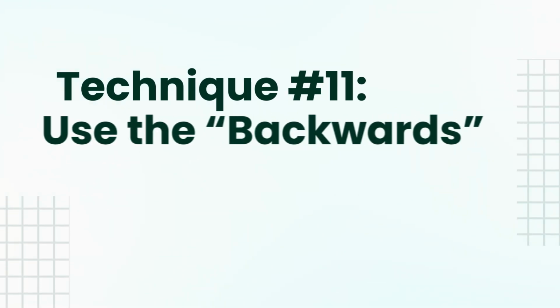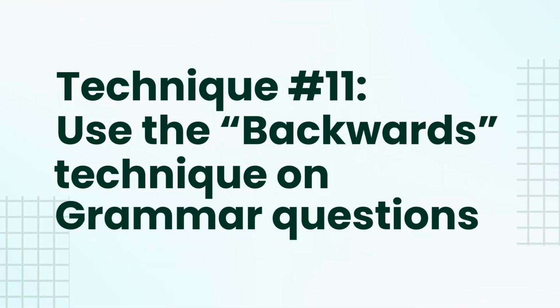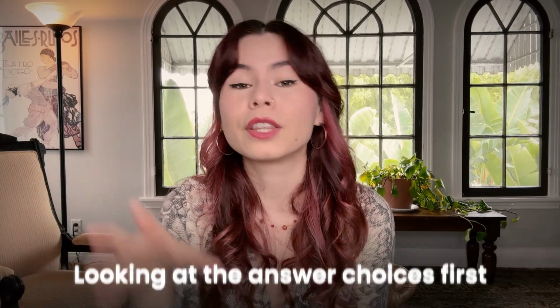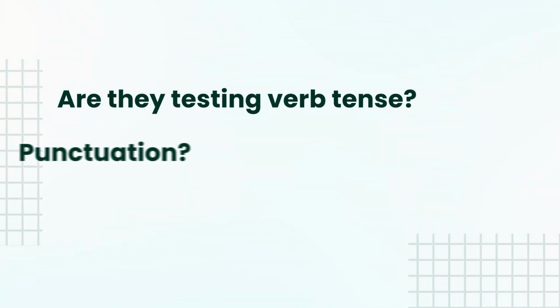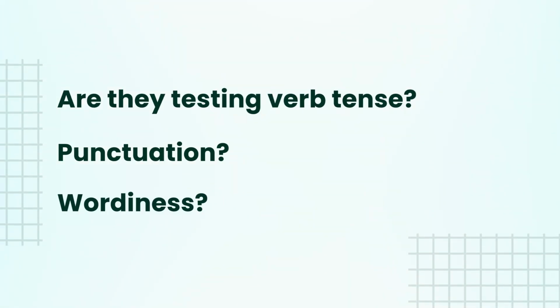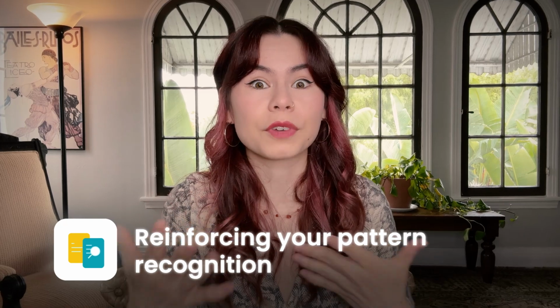Technique number 11 is the backwards technique on grammar questions. For grammar questions specifically, it's good if you just work through this backwards by looking at the answer choices first, and then look for any patterns. Are they testing verb tense, punctuation, wordiness? Once you identify the concept, you can apply the correct rule. This will make the grammar questions easier because you're reinforcing your pattern recognition.